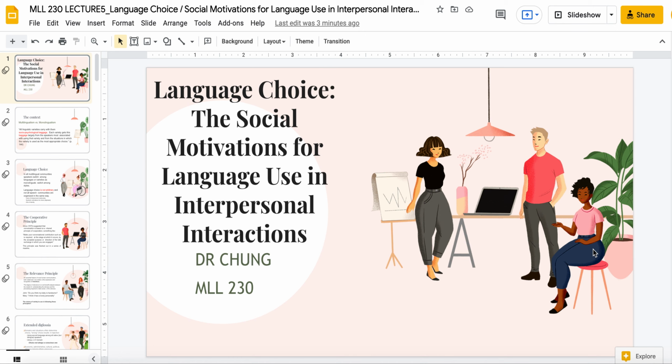Welcome back, class. We are in our fifth week here, and today we're going to talk about language choice. We're going to talk about social motivations for language use in interpersonal interactions, and we're also going to focus today's case study on Cameroon. So I hope that you guys did your readings.